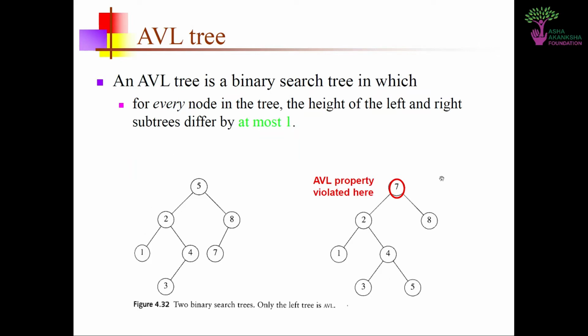But for the tree on the right, at node 7, we can see that the height of the left subtree is 3, whereas the height of the right subtree is only 1. So in this case, they are differing by 2. We are not allowing a difference of 2. So we cannot say that this is an AVL tree. The AVL property is being violated here. So this is not an AVL tree.